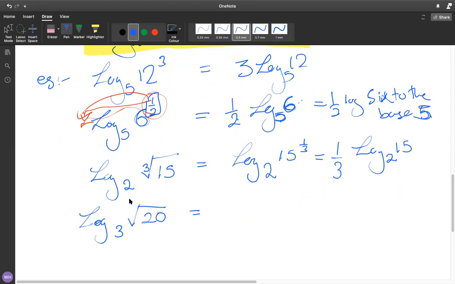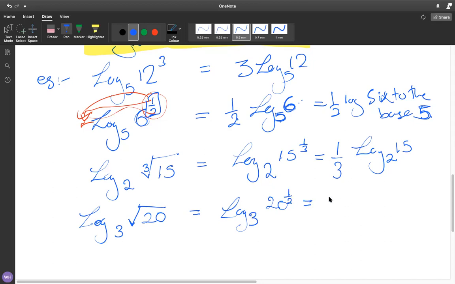Now you have a square root. If you have only this square root symbol, then the digit over here is 2. I taught you in the previous session. Therefore, you can write logarithm of 20 with the power half. When you had 3 over here, this became 1 upon 3. Similarly, if you have 4 over here, and if you don't have any digit, it is 2. So you can write it in this manner, logarithm of 20 to the power half to the base 3.